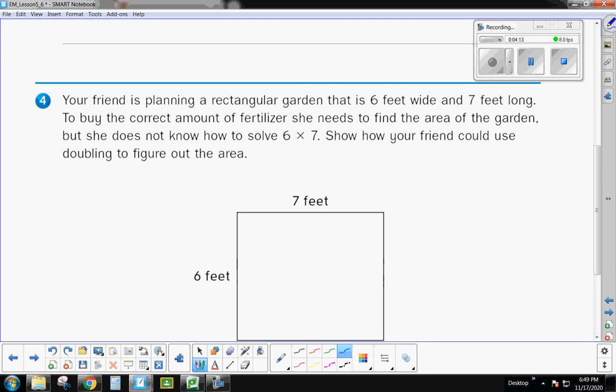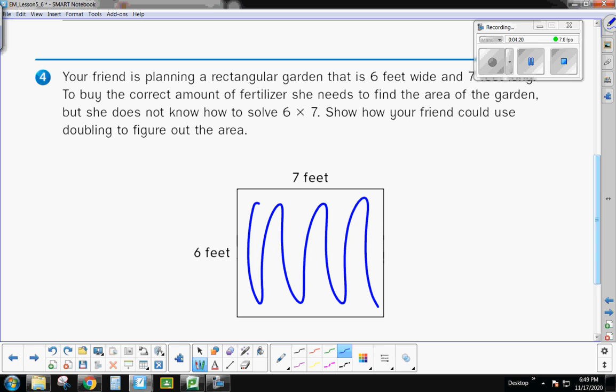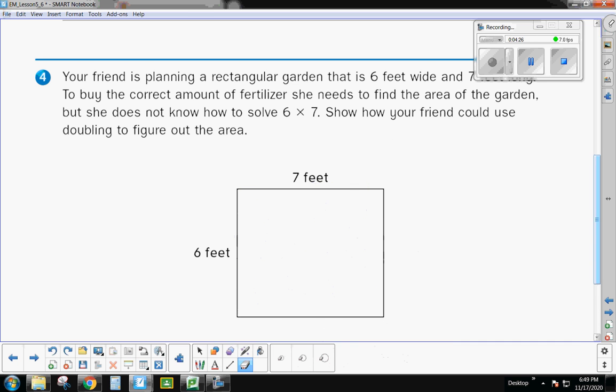So boys and girls, there's a picture of her garden here. It is a 6 by 7. She's got to find the area to get that fertilizer to cover that area, right? So she's going to have to multiply 6 times 7, but she doesn't know the answer to that. I want you to go ahead and pause the video and see if you can figure out how to use doubling to figure out the answer. Go ahead and pause that video.